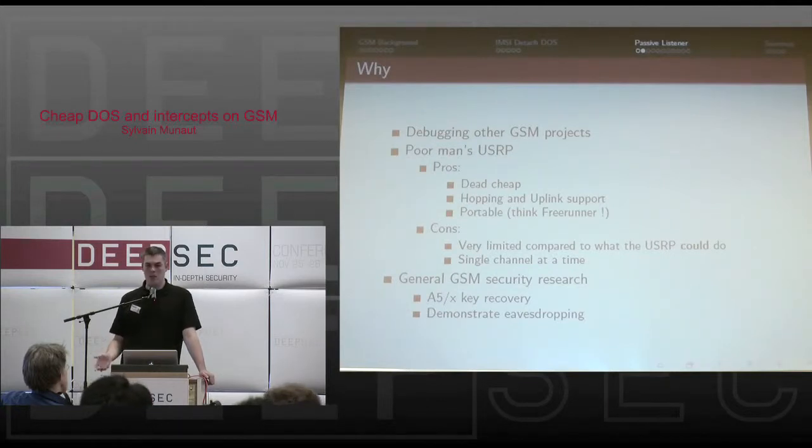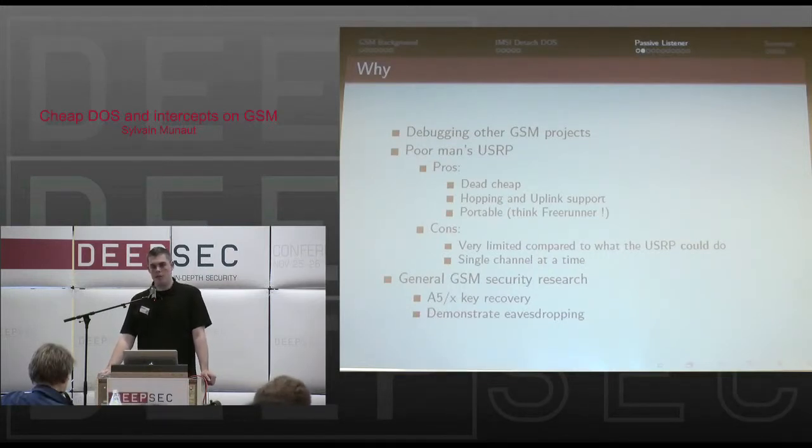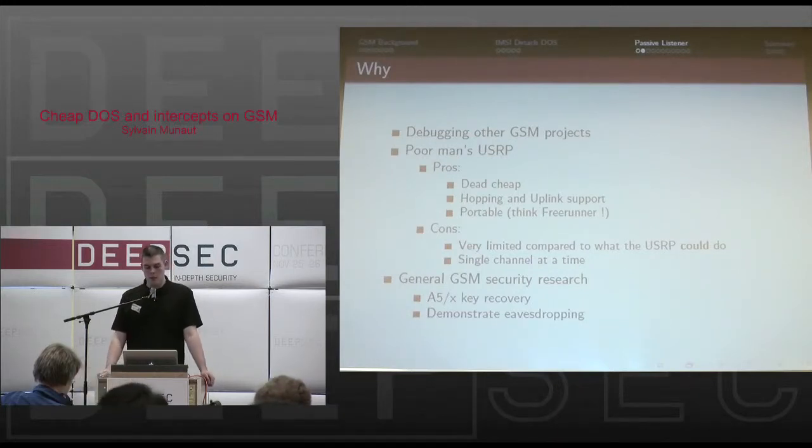It has some advantages. Of course, it's much cheaper because the USRP is like 700 euro plus shipping and stuff. It would have uplink and downlink support, which AirProbe doesn't support in what's published right now. Also, it's much more portable. I mean, I have this always in my bag. I don't have my USRP all the time with me.